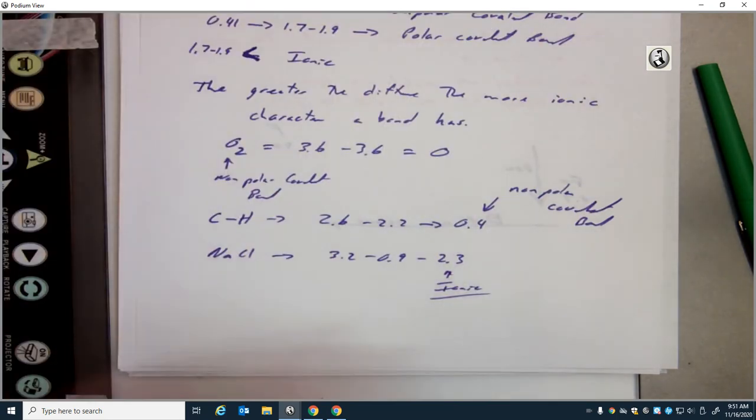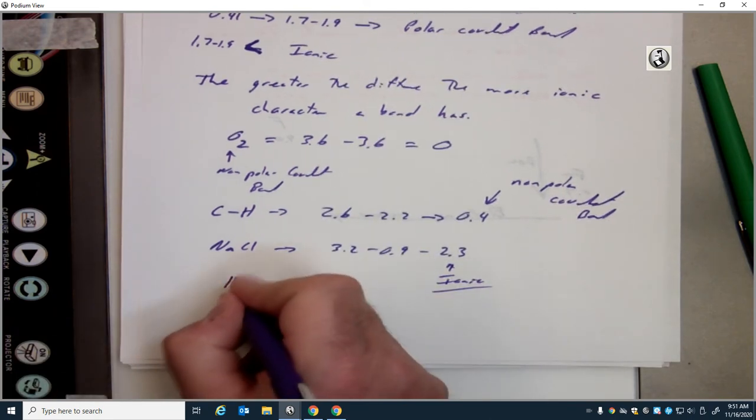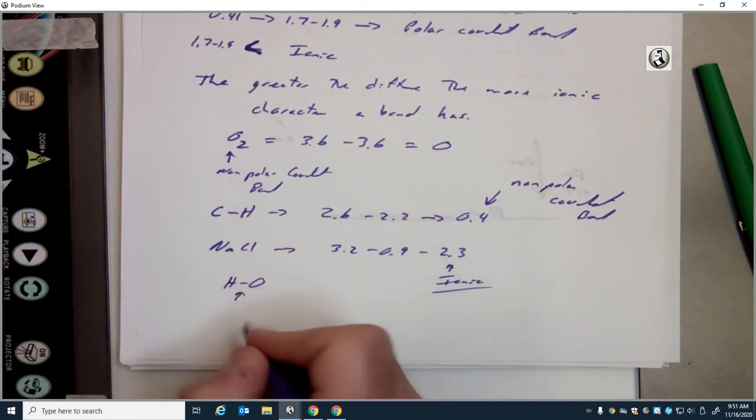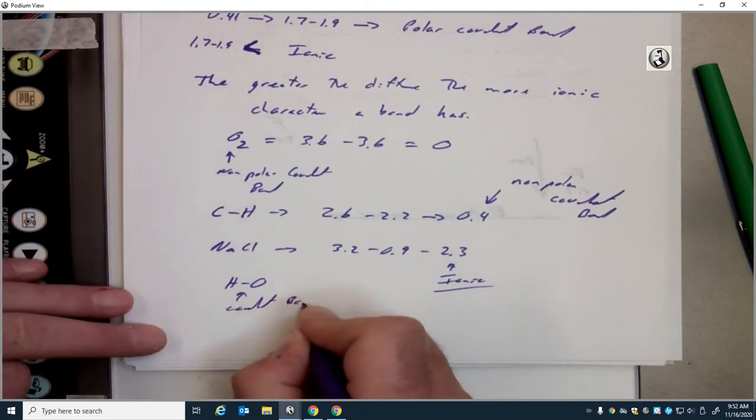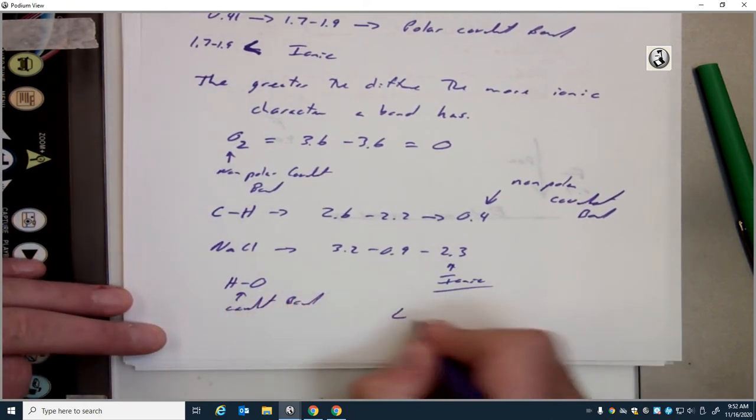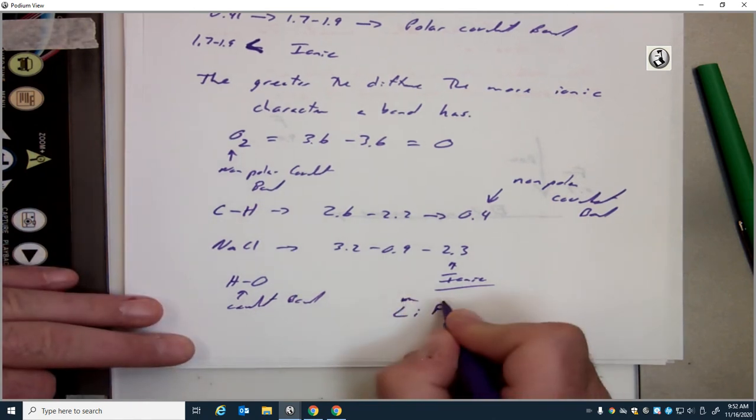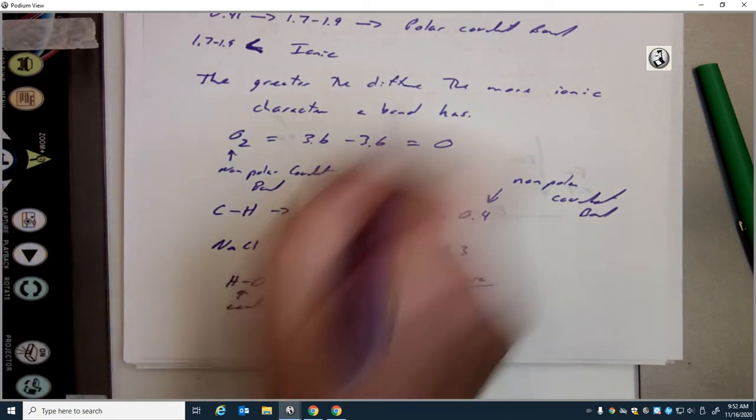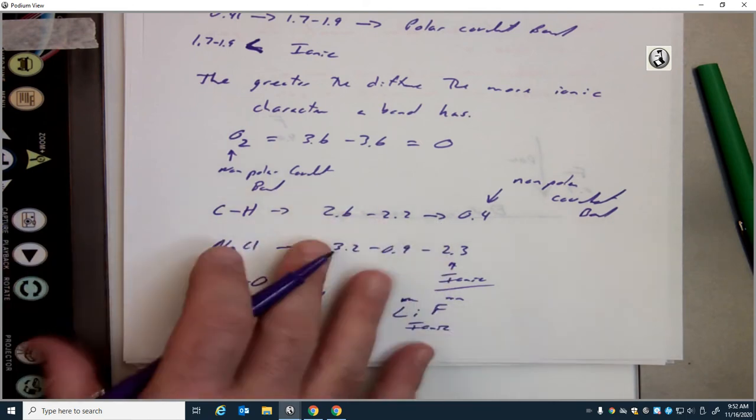Now, in most cases, really, in reality, you could look at it and say what type of bond it's going to be. Right? So if you have an H-O bond, this is a nonmetal and a nonmetal. This is going to be a covalent bond. LiF. Okay. This is a metal and a nonmetal. This is going to be ionic. All right, but if you want to know for sure, you could do these electronegativity differences.